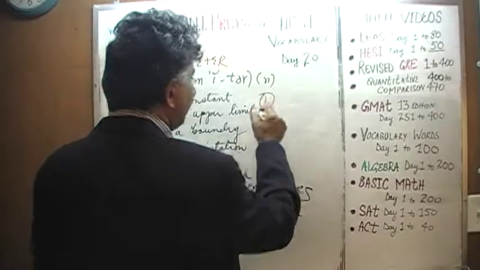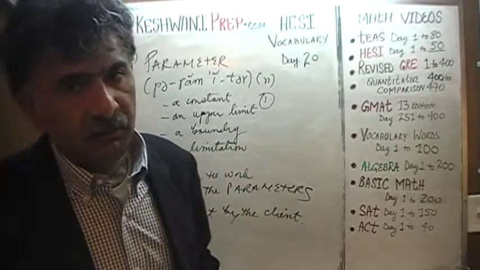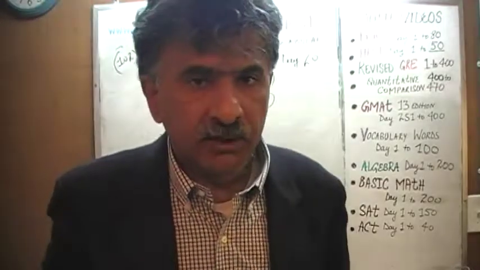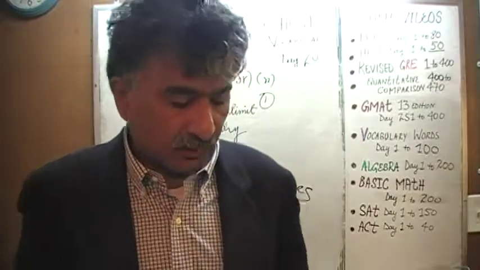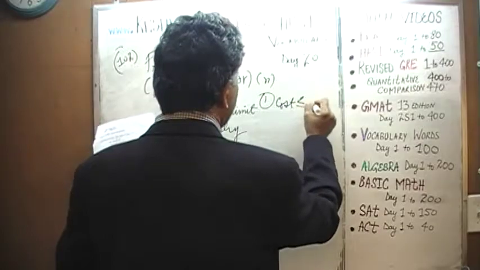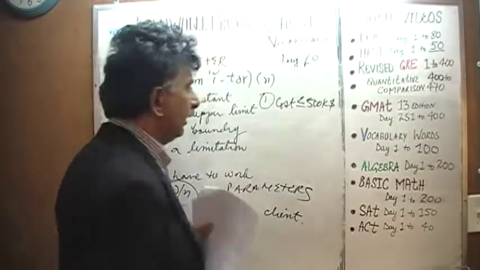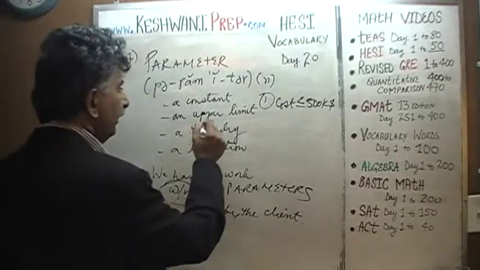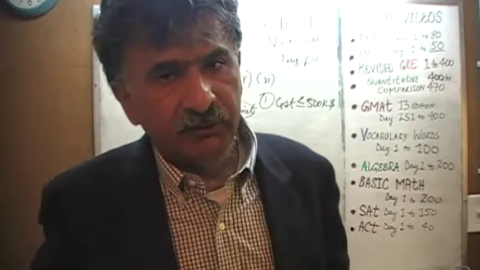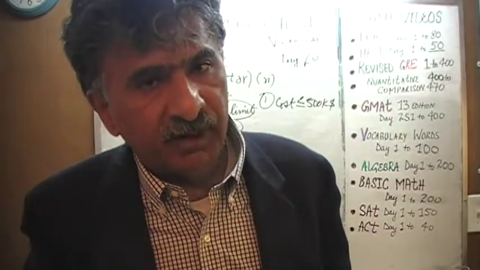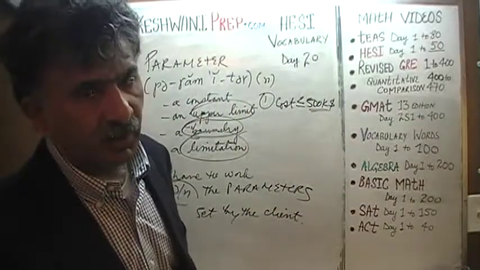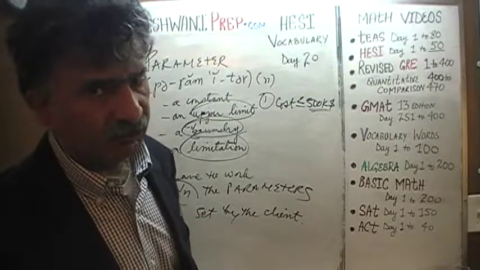Let's look at three common parameters that one observes in real life. When you give a project to an architect or a builder, you might tell him that the total cost cannot be more than $500,000. That's your first parameter, your first limitation, boundary. I want you to build this house, but it better not cost more than $500,000. The most it can cost is $500,000.